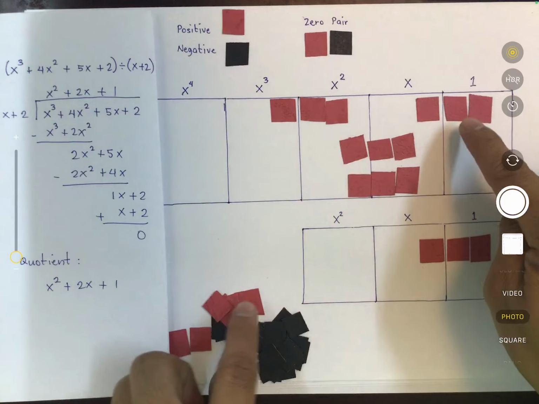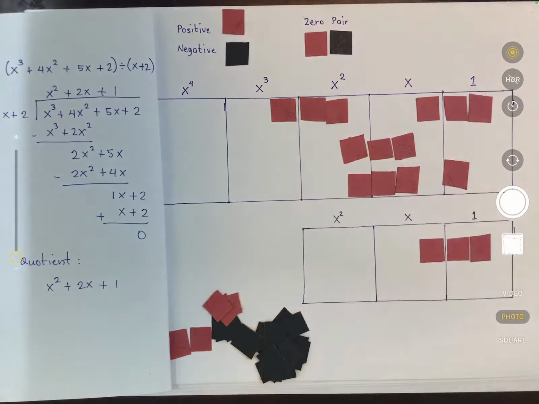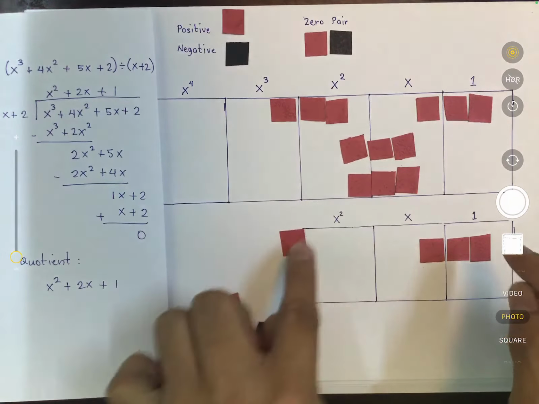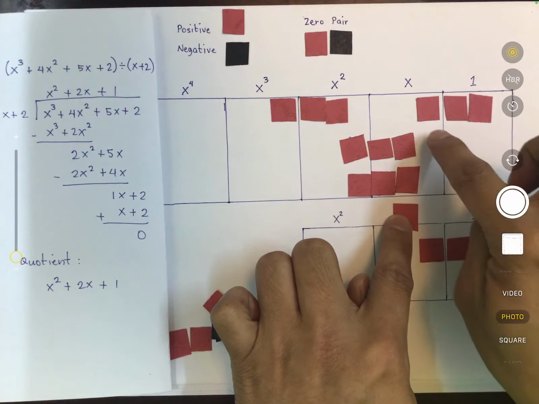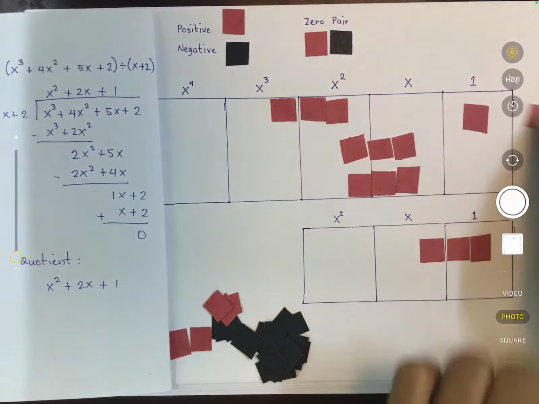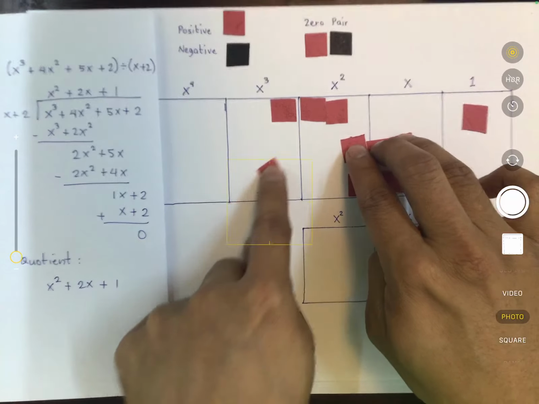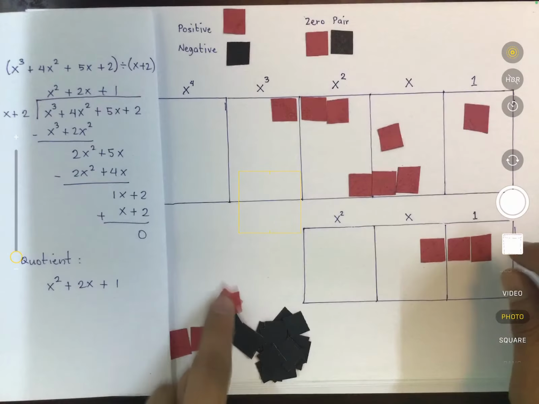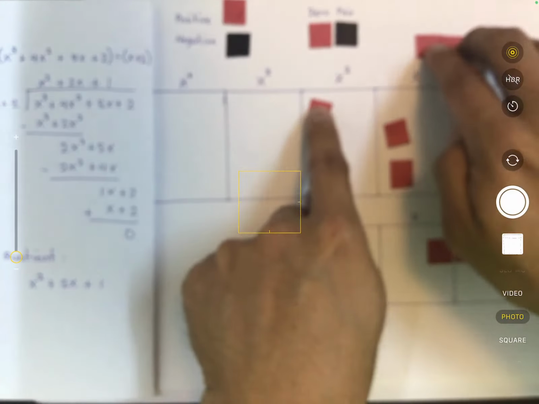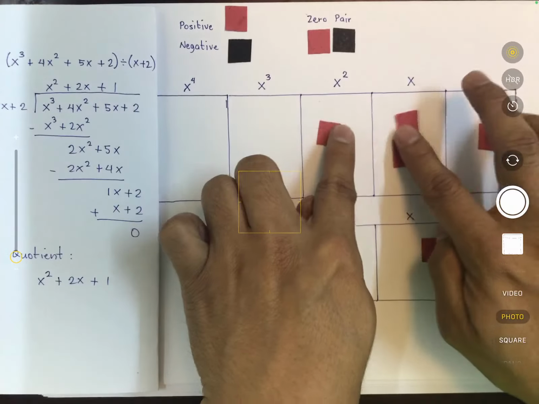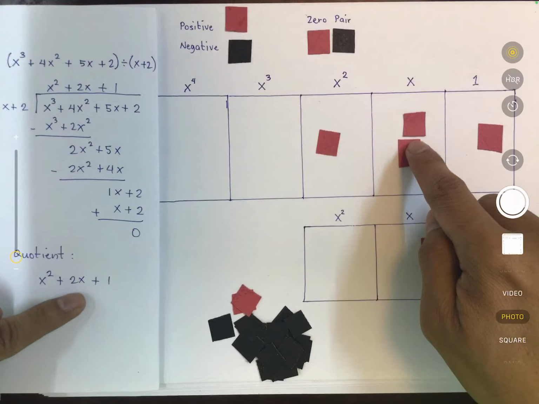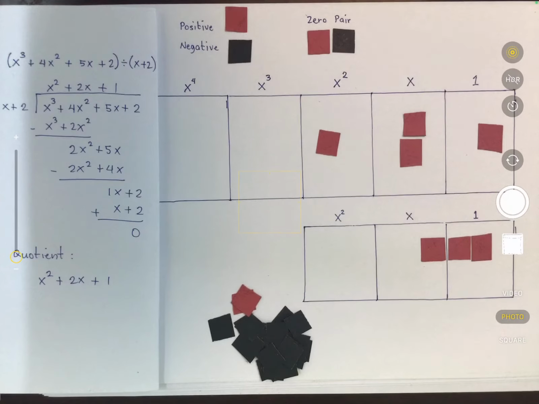So this group represents 1. We always write our answer 1 degree lower than our dividend. So this is our quotient. We're going to write our answer between x and x raised to 0. We're going to represent this as 1 tile. This group right here is also represented with 1 tile. Another group right here is represented with 1 tile. And lastly, this group is represented with 1 tile. And this is now our answer. So notice that in our quotient, it is x squared, this one, plus 2x plus 1. And that is our quotient.